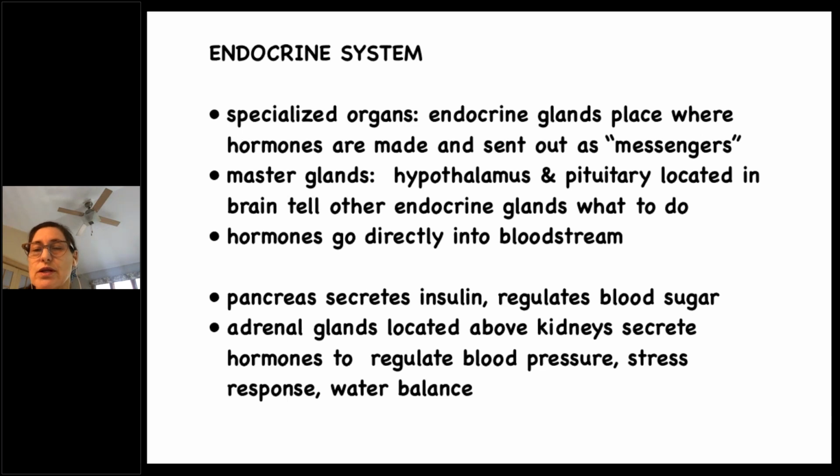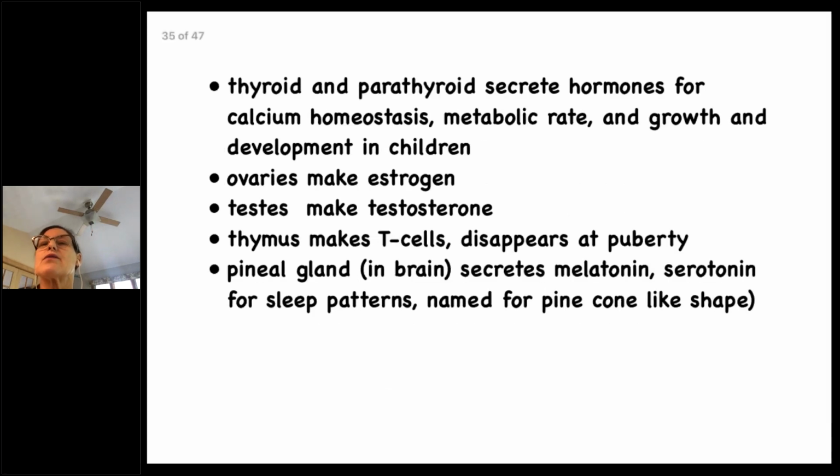That's what the adrenal glands make, so that your heart rate goes up and you're in fight or flight mode. You can respond to stress. And the adrenal glands also control water balance. The thyroid and the parathyroid, which are up in your neck, in your throat area, they secrete hormones for calcium homeostasis, so calcium balance, metabolic rate, and growth and development in children.